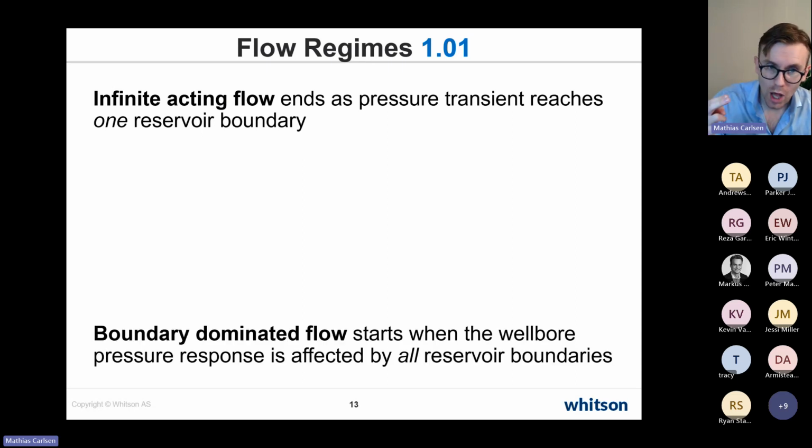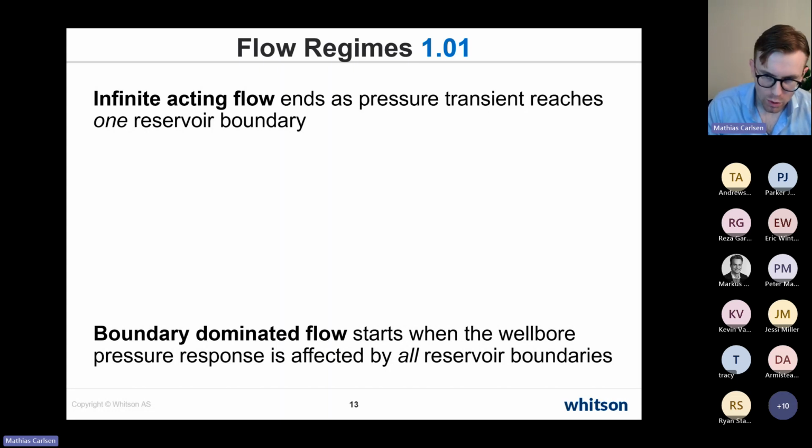Then we have the total opposite of that, which is what we call boundary dominated flow, also called pseudo-steady state. That's what we learned about in school, if anybody did reservoir engineering in university. At least I probably never even heard about a shale well or a multifracture well back then. So this is what we typically learn about in school, also called tank-like depletion. And that flow regime starts when the well pressure response is affected by every single reservoir boundary. Not one boundary, not two, but all of them.